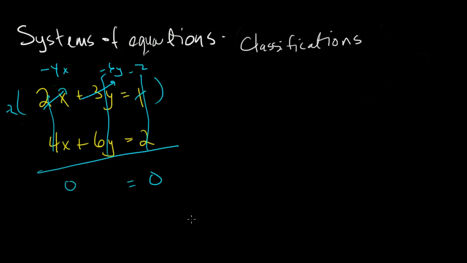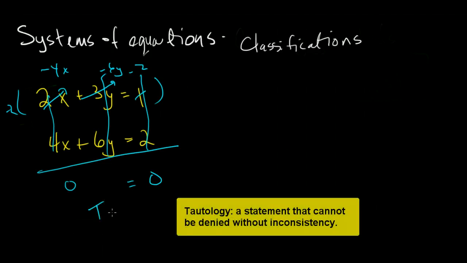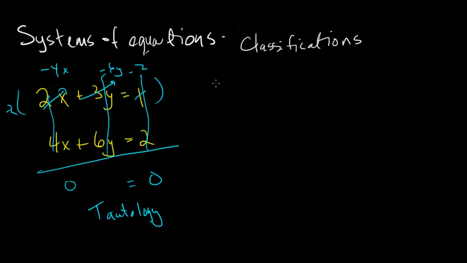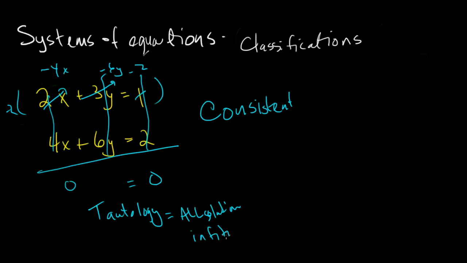Well, the thing about 0 being equal to 0 is that it's always true. That's what's called a tautology, something that's true just because of the way we say it. And because it's always true, we know that this system is consistent in that it consists of a solution. In fact, it consists of all solutions, or infinite solutions. Whatever fits one equation will fit the other equation.